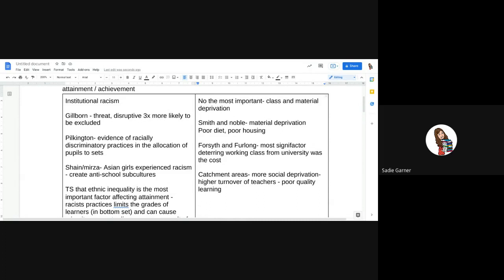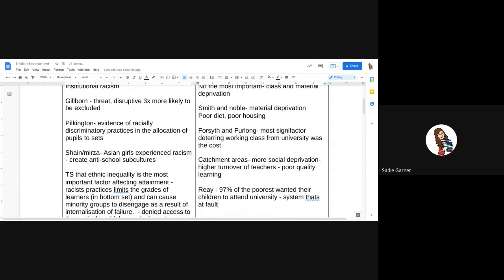I am going to add in Ray. I really have an affinity to Ray, but Professor Diane Ray herself comes from a really socially deprived background, traditional working class. She's a professor at Cambridge, and she found that 97% of the poorest families wanted their children to attend university. Normally use her as evaluation for others. It's the system that's at fault.